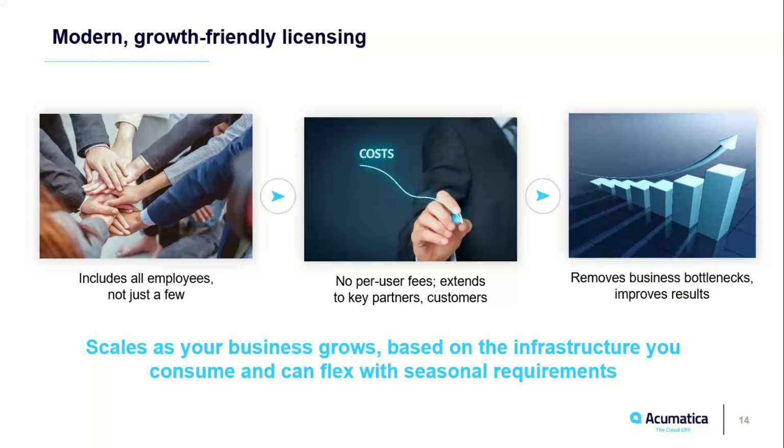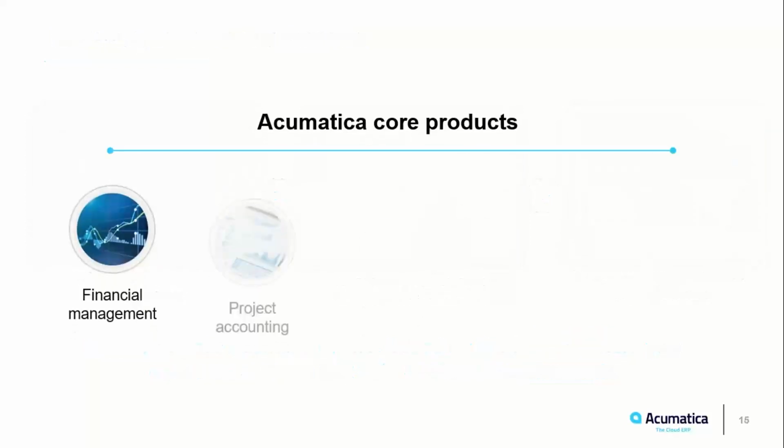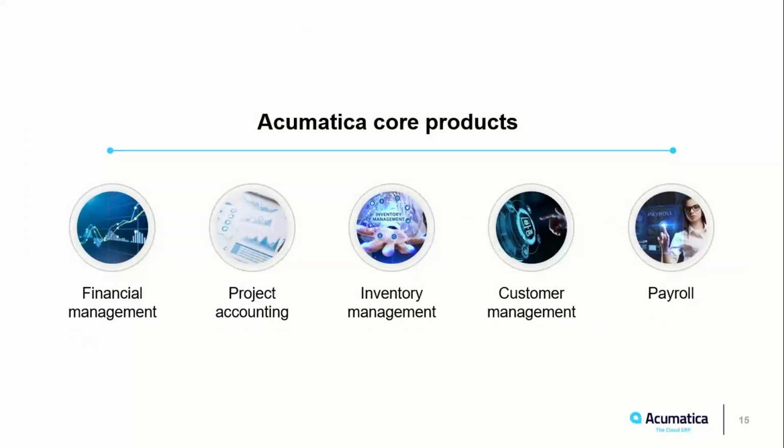So Acumatica's pricing is based on the IT infrastructure that you consume, not per user pricing. Therefore, it scales as your business grows or contracts, and it can flex with seasonal requirements. Acumatica's core products include financial management, project accounting, inventory management, customer management or CRM, and payroll.